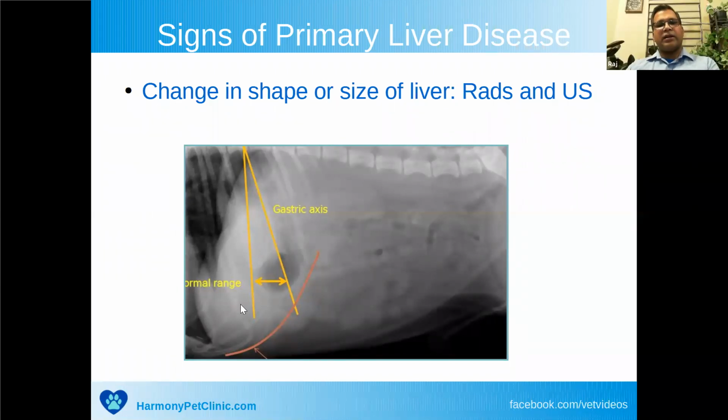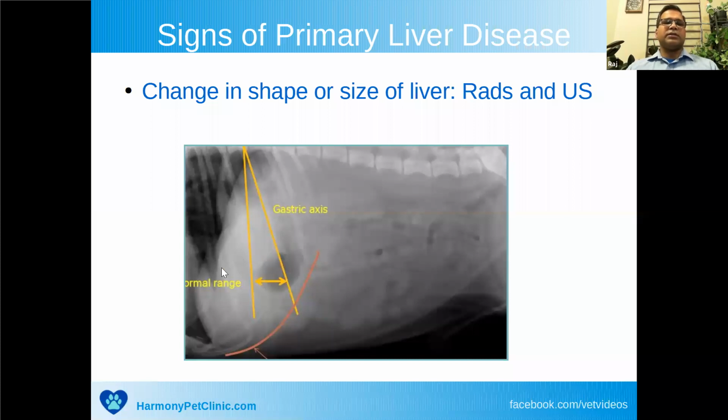So this is a lateral X-ray of a dog's abdomen, and this is a normal shape and normal size of the liver. For the shape or size of the liver, we go with the gastric axis. From the spine, the gastric axis should go either perpendicularly down or a little caudal. This line indicates the diaphragm. So it should go either perpendicular down or a little caudal, and that's a normal gastric axis.